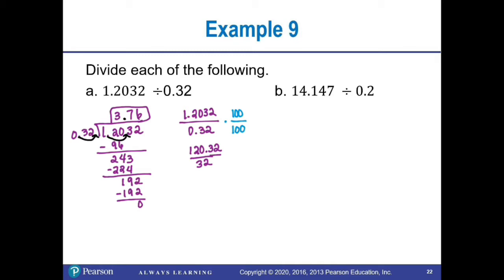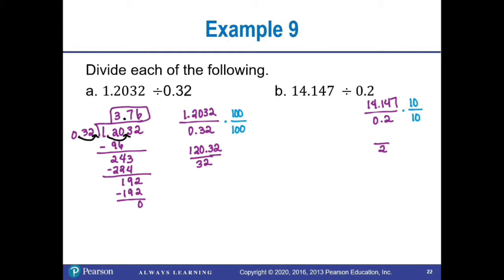Let's look at another one. We have 14.147 divided by 0.2. I'm going to rewrite my division as a fraction. So I have 14.147 over 0.2. In the denominator, we have 0.2 or 2/10. So I'll multiply the denominator by 10, and that gives me a whole number, 2, in the denominator. If I multiply the denominator of a fraction by 10, I also have to multiply the numerator of that fraction by 10.